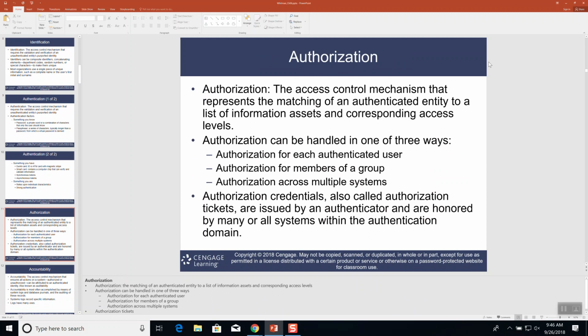Authorization credentials are called authorization tickets, issued by an authenticator and honored by many or all systems within the authenticated domain. You've heard of Active Directory and different items like that. That allows you to coordinate everything. So everything's talking together, saying, okay, David signed in here is truly David, and it's all seamless in theory.